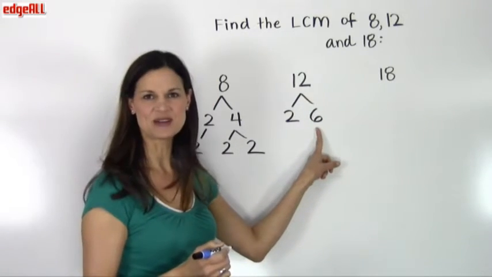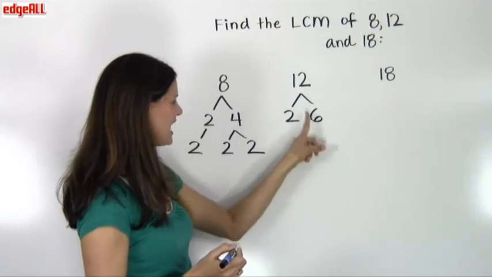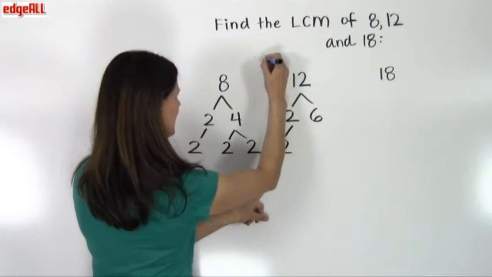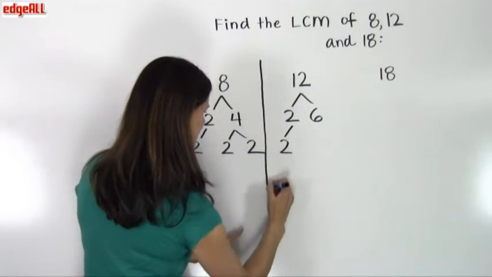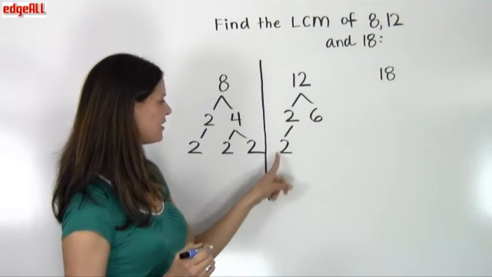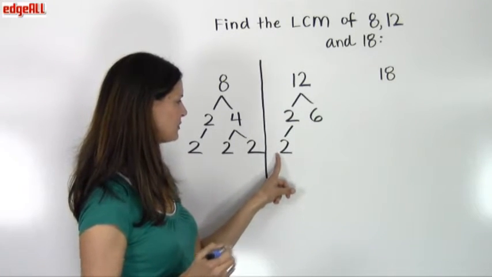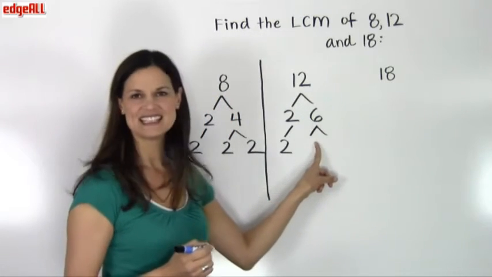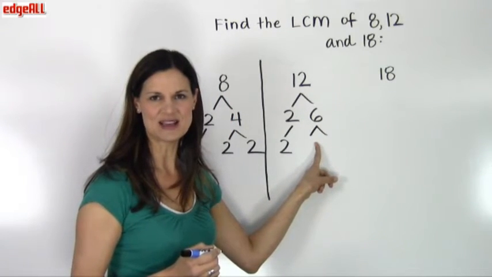6 can still be broken down. 6 is not a prime number. And so I will leave my 2 here. Should make a line here so we don't get these too confused. So I'll keep my 2 here, which is a prime number, and I'll work on breaking down the 6 for this next level. 6 is an even number, divisible by 2.